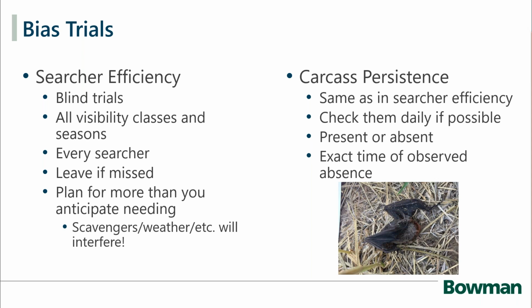And carcass persistence trials are much like searcher efficiency and often use the same carcasses from those efforts. I recommend checking carcasses for persistence daily if possible, but that's not always the case, especially when you might be conducting searches every other week. So check them as often as you can and mark whether they are present or absent. Always be sure to document the exact time that you placed them for the trial, as well as the exact time that you discover that they are absent, not just the date, because this is going to help you to reduce uncertainty in your estimates later on as well.